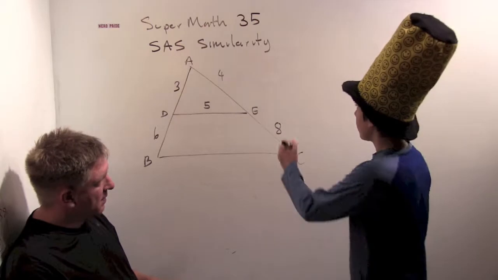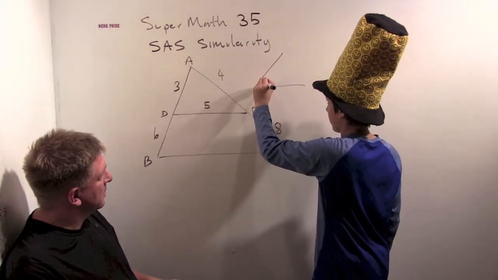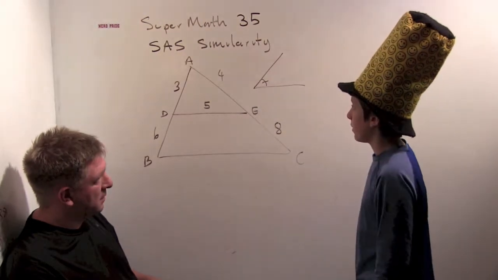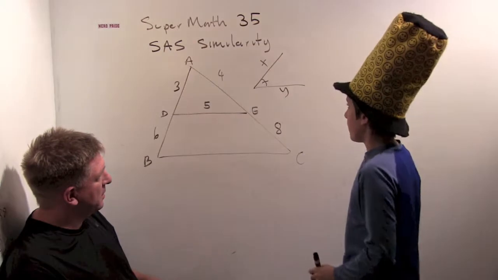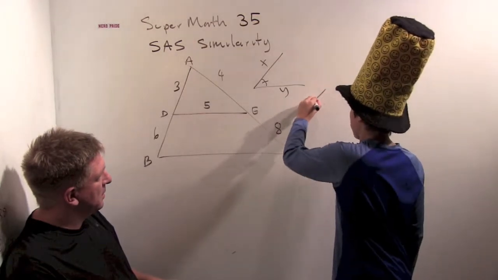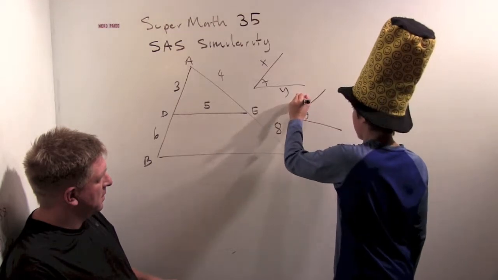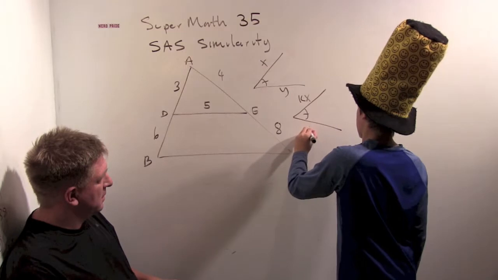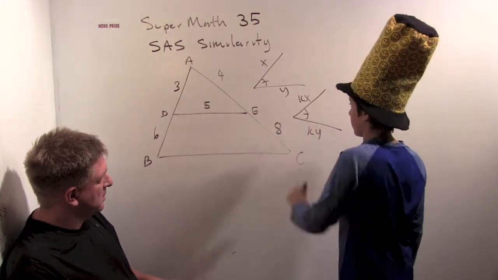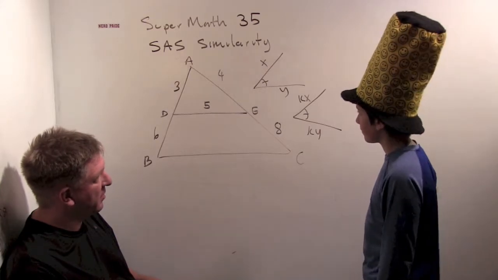Well, you need two sides of a triangle and the angle between them. So I'll call this one X and this one Y. Then on the triangle that you want to be similar, let's say there's a coefficient K times X and K times Y, these triangles would be similar. Okay, that's exactly right. So they've been multiplied by the same amount.